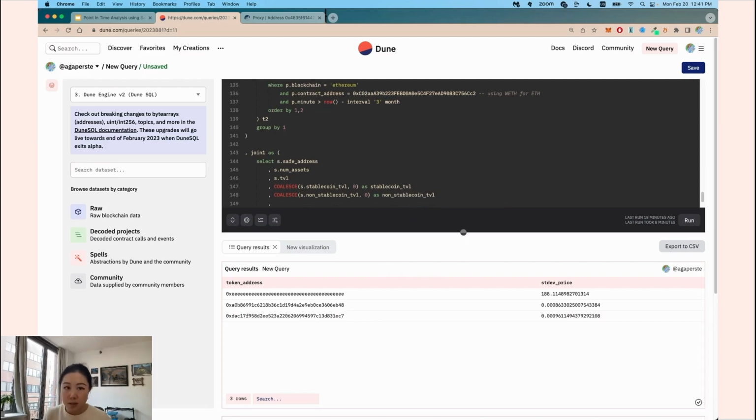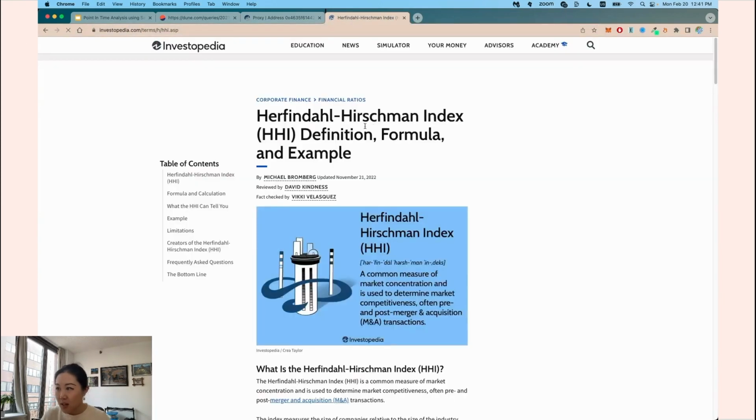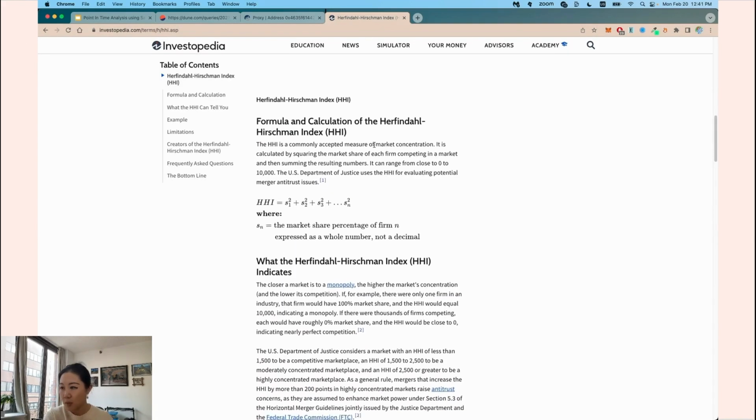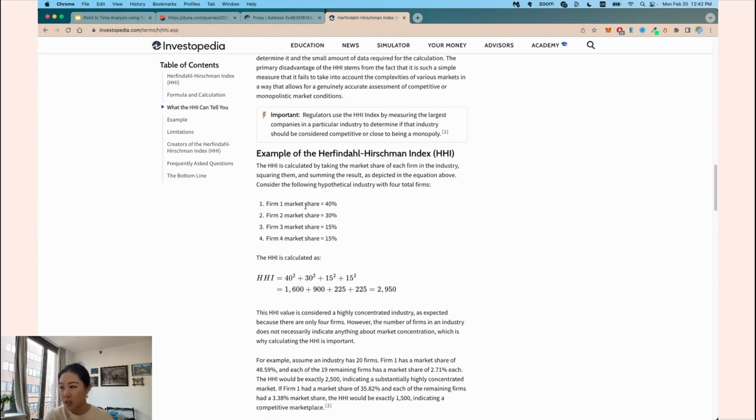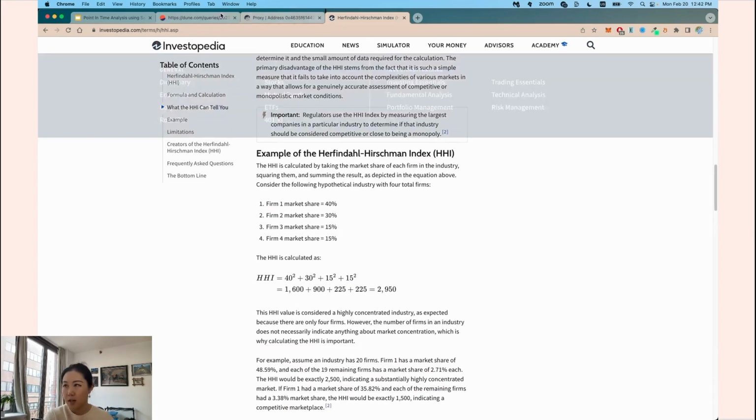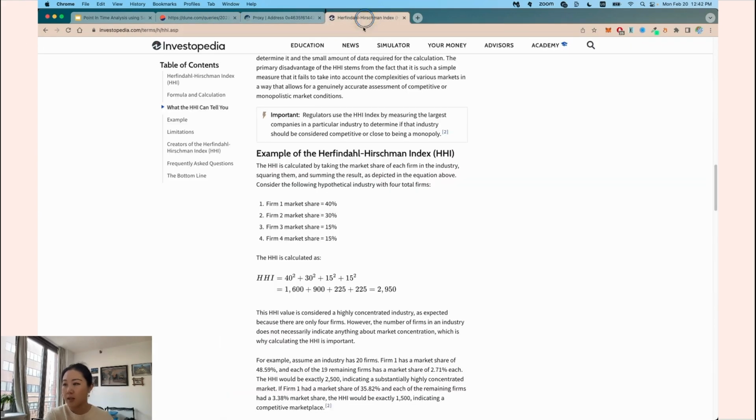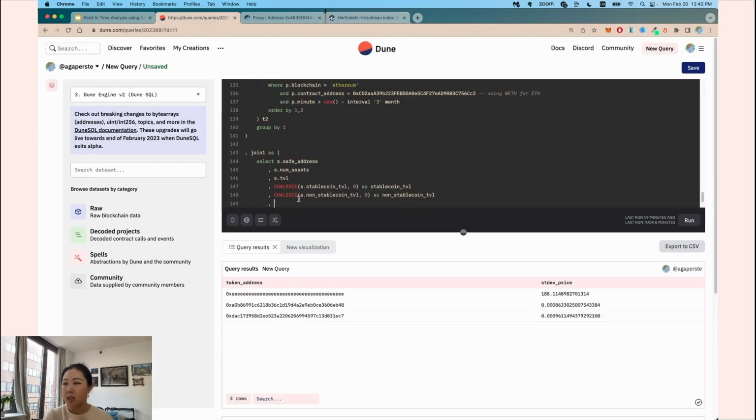Okay, and this is the part where we get the ratios. Remember, we were talking about HHI. So HHI, Herfindahl-Hirschman index. The formula would be the market share of firm 1 squared plus the market share of firm 2 squared, etc., etc. Here, taking the formula, we just need to find the market share of each of the token and then square that and then sum that up.